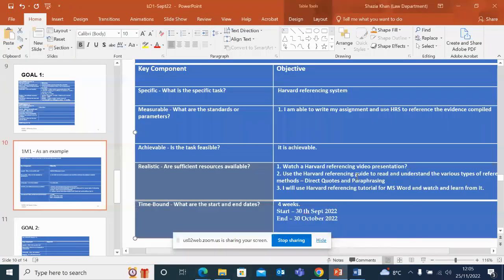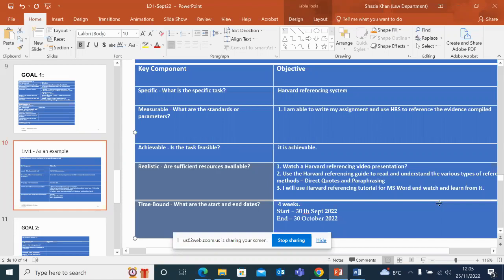Okay, so when we look at that, is it achievable? It is achievable. And is it realistic? Is there sufficient resources available? So here you'd watch a Harvard referencing video presentation to help you understand what Harvard referencing is, and also use the referencing guide to read and understand the various types of referencing methods: direct quotes, paraphrasing.